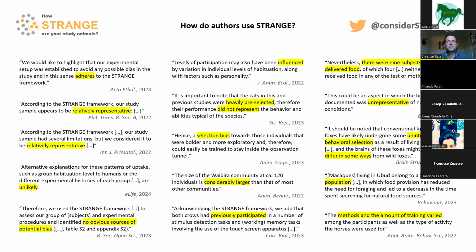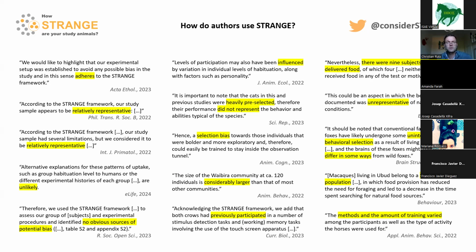I don't expect you to read this, but I wanted to give one slide illustrating how authors have started using the STRANGE guidelines, including at many journals where STRANGE is not yet part of the author guidelines. So you see over a dozen different journals here, different teams using the guidelines to make declarations and hone their discussion. And I highlighted in yellow some keywords, which I think give you a good flavor for what that engagement looks like. So people talk about how representative their samples might be. They make assessments and say, well, we think that some effects are unlikely sampling biases, or they say they couldn't identify any obvious sources of potential bias.